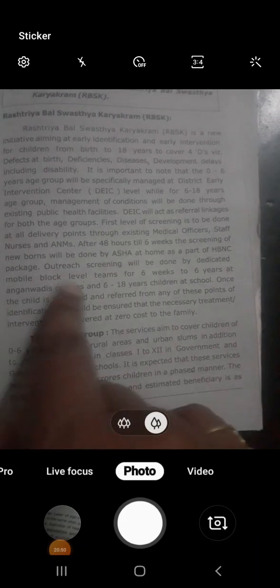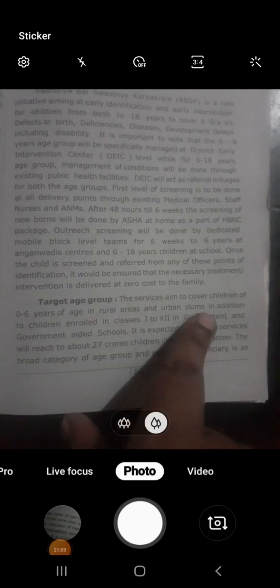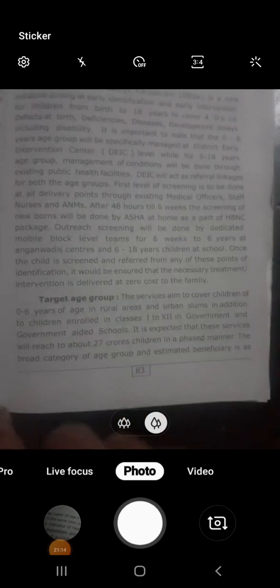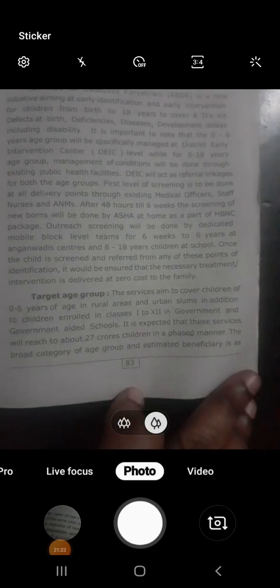Outreach screening will be done by mobile block level teams for 6 weeks to 6 years at Anganwadi centers, we can say, and 6 to 18 years children at school. Once the child is screened and referred from any of these points, we can see the treatment interventions and target age group. The services aim to cover 0 to 18 years of age in rural areas, urban slums, in addition to children enrolled in classes also. So here also we can see the services cover 27 crore children in a phased manner, and also we can see the age group and beneficiary.